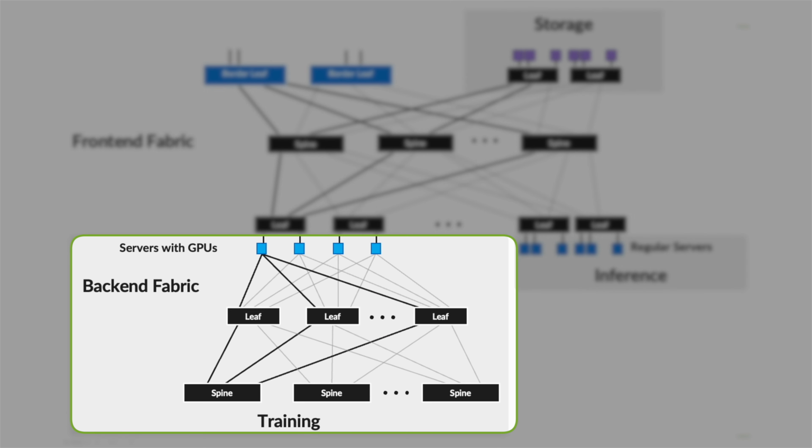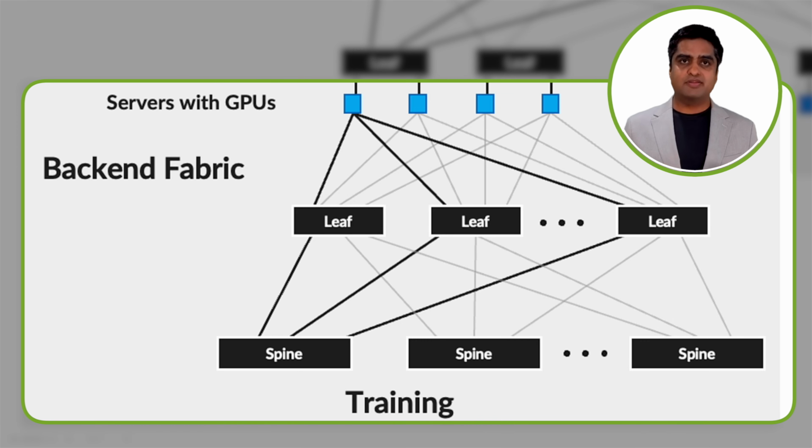Now, the second part is the backend fabric. This is where the heavy lifting of ML happens. This is where you have your servers with GPUs. These are powerful servers equipped with graphics processing units, specifically designed for parallel processing needs of ML training and inference. And also we have infrastructure dedicated to training ML models. This could include specialized hardware and software for distributed training, data preprocessing, or model optimization.